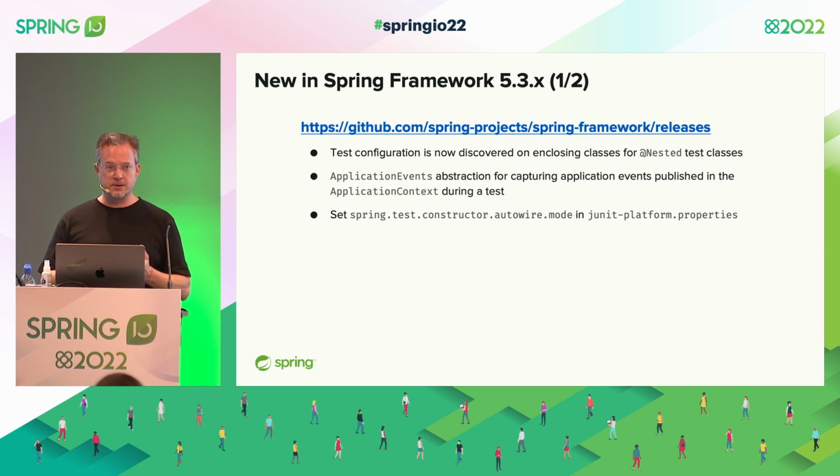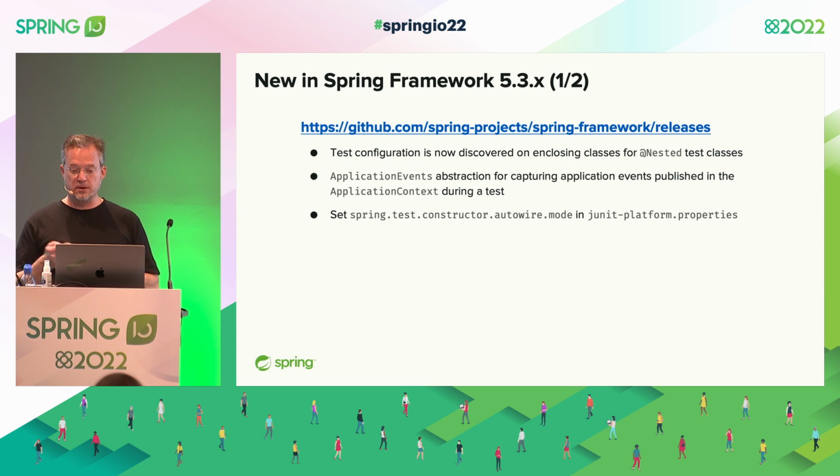You could configure that as a system property before, or in the Spring properties file. You can now configure that in the JUnit Platform properties file as well, in case you're already using the JUnit Platform properties to configure other things in JUnit Jupiter. Now you only have one file to configure for these testing features.